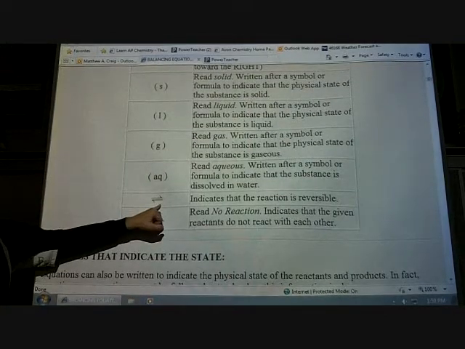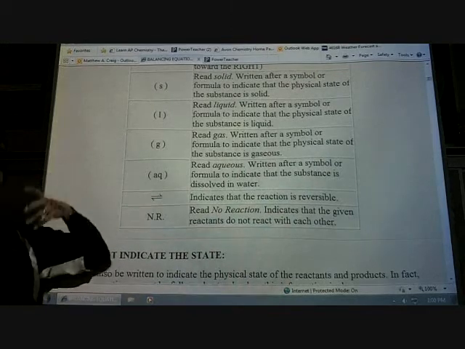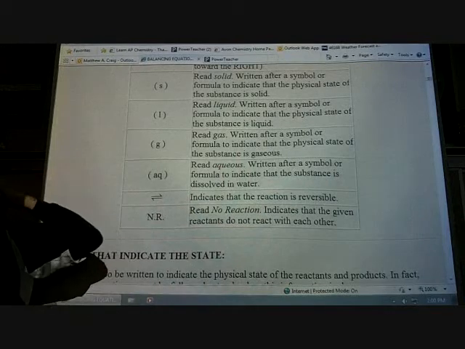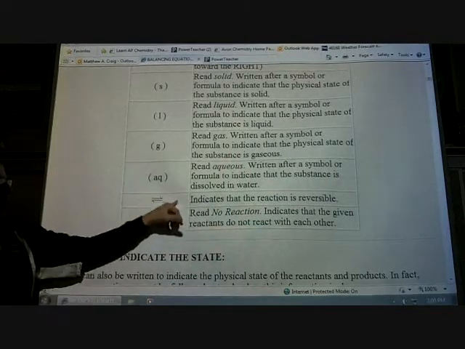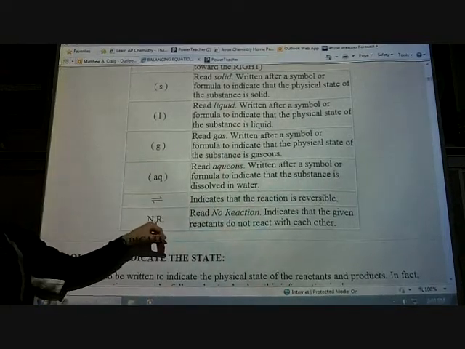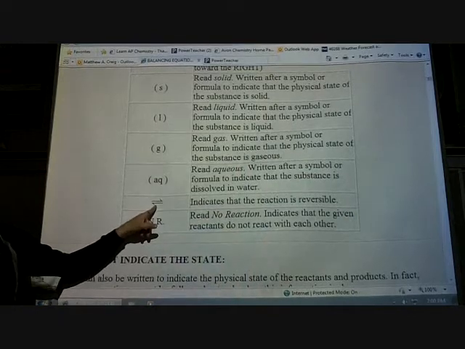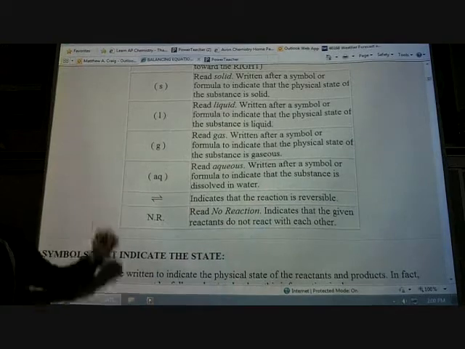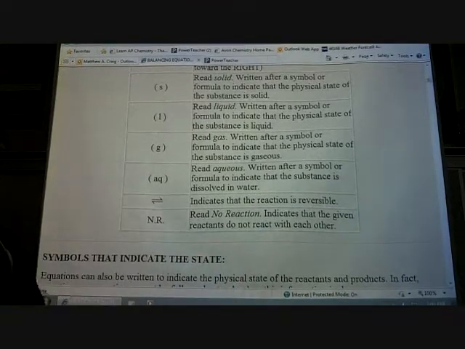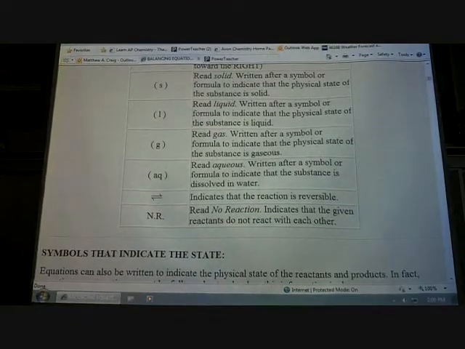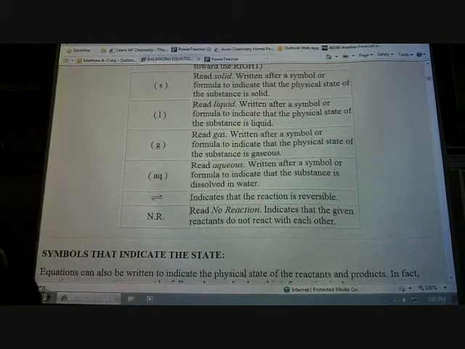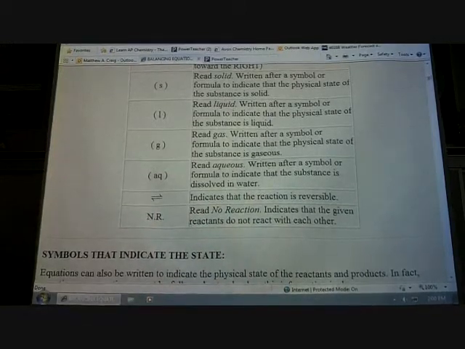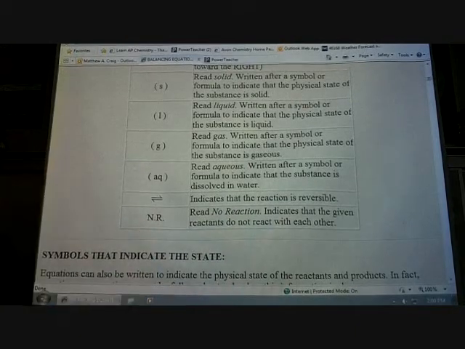The double arrow represents a reversible reaction where you can take the stuff that you start with and form products, and then once you have those products, it forms the reactants. The reality is the majority of the reactions that take place in the universe are these type of reactions, reversible, but we won't be doing any of them this year. In AP we talk about that a lot, but this year we'll touch on it a little bit. And NR means no reaction, nothing happened when you mix the two together. And so in some cases you might have that.